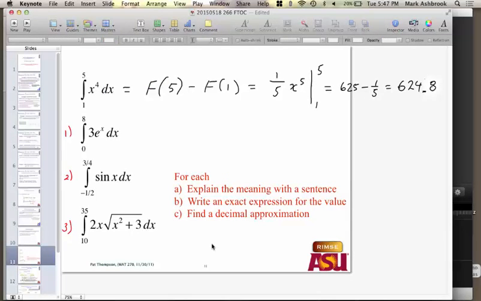Okay, I kind of clarified the instruction here. So for each, explain the meaning of the sentence. Then you're going to write out an exact expression for the value. Okay, for instance, 625 minus 1/5. That's exact. And then finally find a decimal approximation. So you want to get an exact expression using e, using trig functions, whatever. And then at the end find a decimal approximation. Does that make sense?